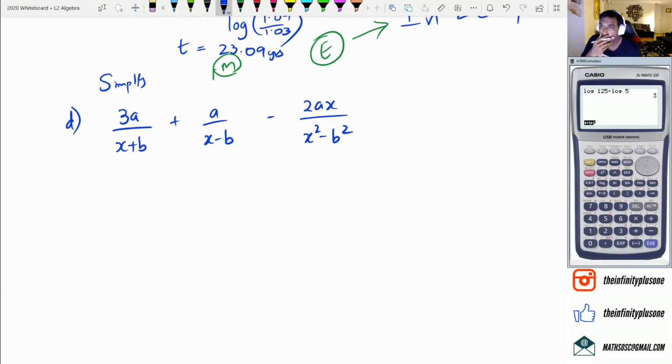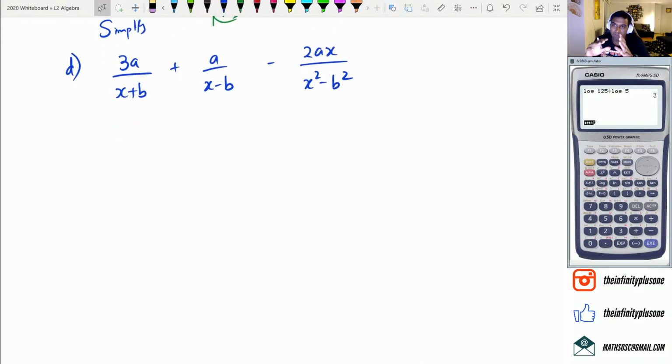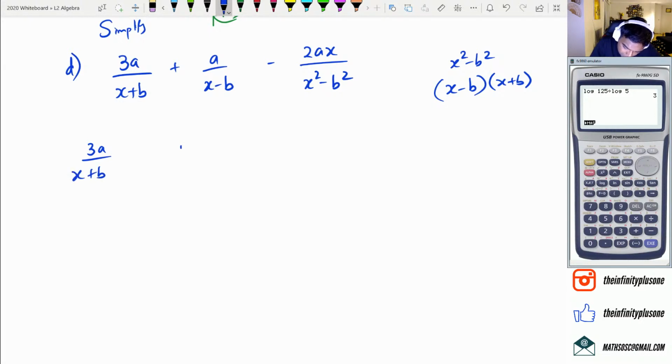Okay. So, it's really important to understand this question is that they usually have a factor and another factor and then the expansion of it, right? If you have a look at this, what you have got here is x squared minus b squared. X squared minus b squared could be written as x minus b times x plus b. So I'm going to rewrite this question like this now. Minus 2ax over x minus b and x plus b.